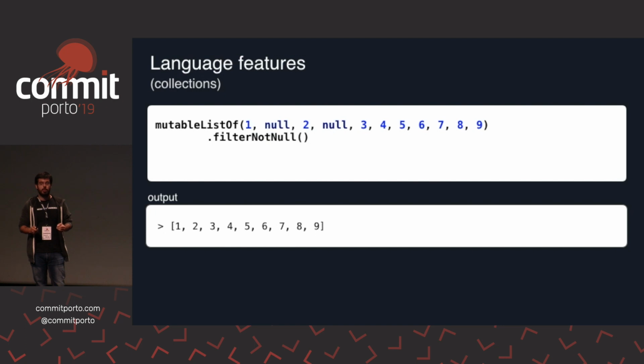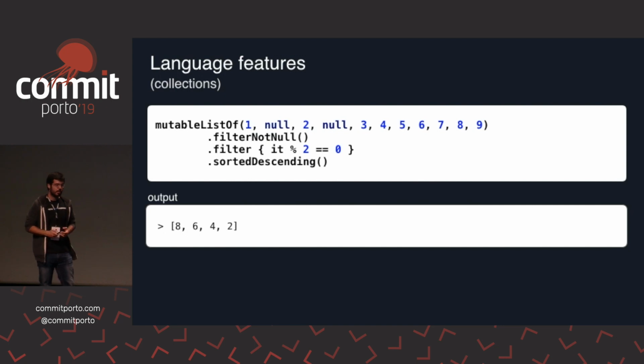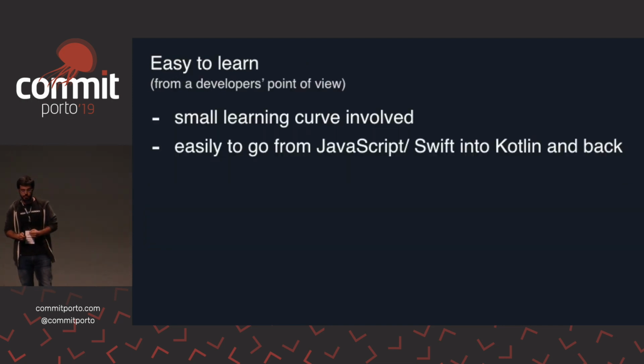Now let's assume that I want the even numbers. I can just call this with the expression that I want. Now let's say that I want the numbers the other way around. So I can just call sort descending, and I will have the list as easy as this. This saves a lot of time, trust me.